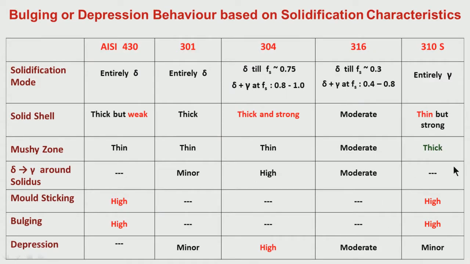So now let us go to stainless steel. What I have talked about is basically the plain carbon or the low alloy steels. I have told you around 0.1% carbon we have a depression tendency. For very low carbon or very high carbon we have mold sticking and bulging tendency.